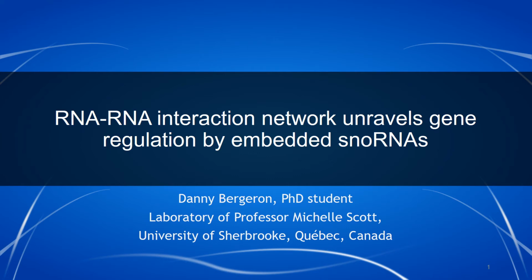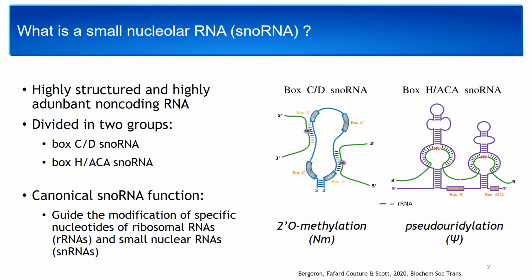My project is based on the discovery of snoRNAs which regulate the expression of their host gene. So first of all, what is a small nucleolar RNA or snoRNA? It's a highly structured and highly abundant non-coding RNA, ranging in size from 60 to 300 nucleotides.